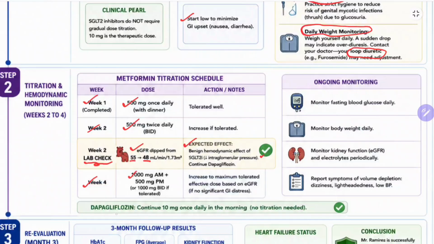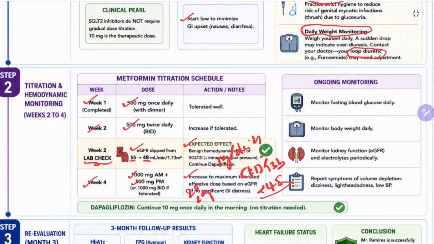Morning it is 1000 and evening it is 500 mg metformin. So increase to the maximum tolerated effective dose based on eGFR if no significant GI distress. But one point to remember here is, if the patient is already in CKD G3B, meaning the GFR is less than 45, then the maximum titration dose for metformin is not 2 gram, it is 1 gram daily only. You should not go to 2 gram.